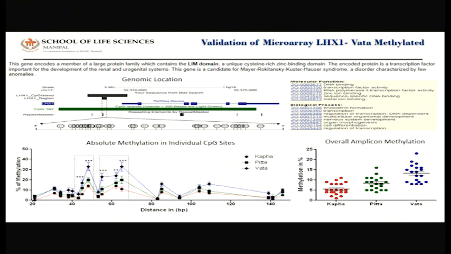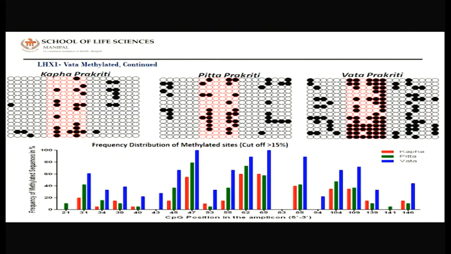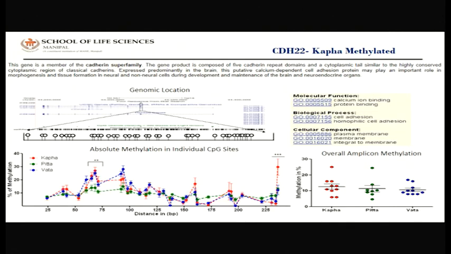One of the genes which we looked at was LHX1, which is in fact the LIM domain containing transcription factor, which we find is very highly methylated in Vata prakriti as opposed to the Kapha prakriti, as indicated here. When we analyze individual sequences within the promoter of LHX1, you can see that Vata prakriti genomes are highly methylated within the marked region as opposed to the Kapha prakriti, suggesting that this gene regulation is in fact imparted by CpG site specific methylation and its activity in relation to gene expression.